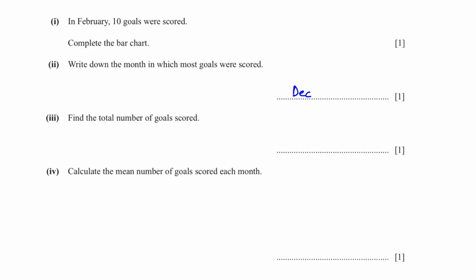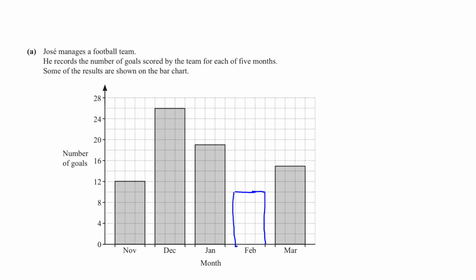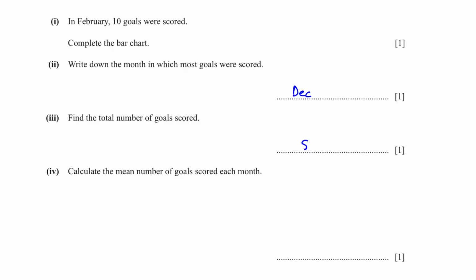Question number 3, find the total number of goals scored. So we have here 12, 26, this is 16, 18, 19, 10, and 15. This line is 14 and the bar is midway between the two lines, so it's 15. Now we just have to add these numbers together and we'll get 82.